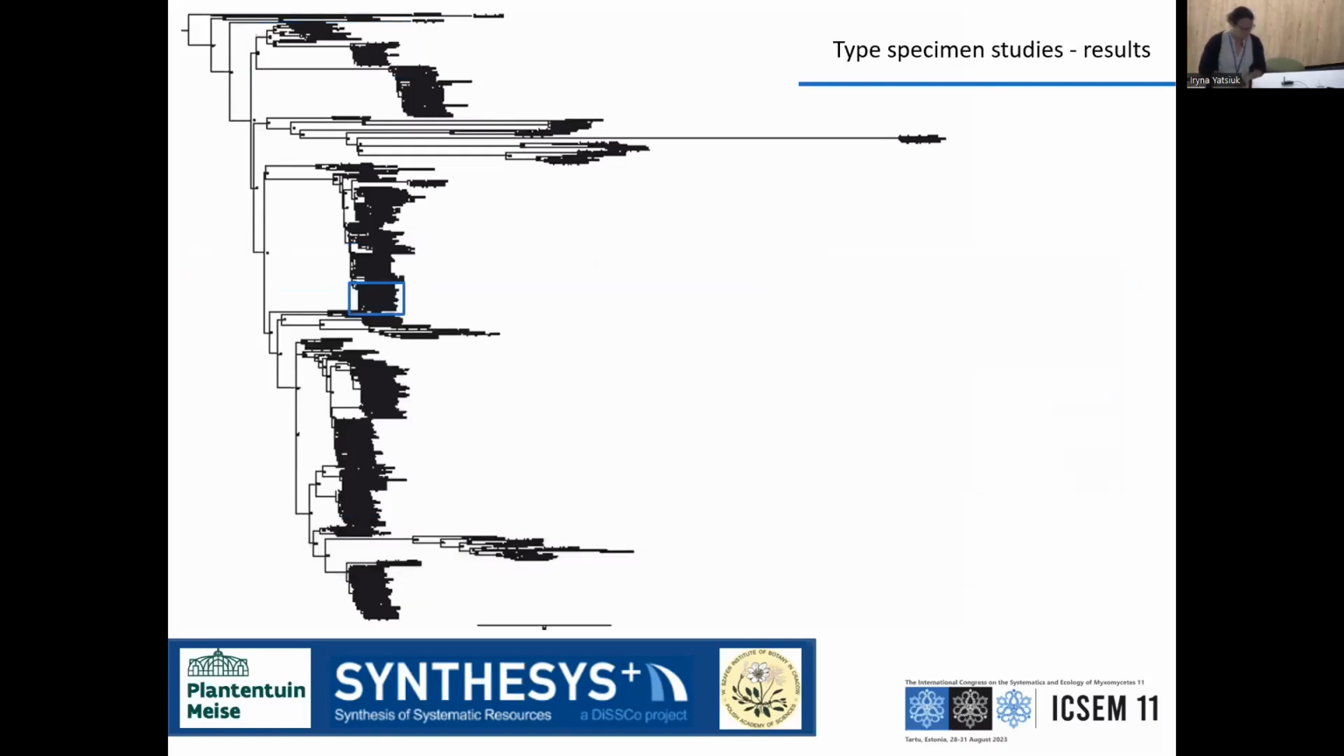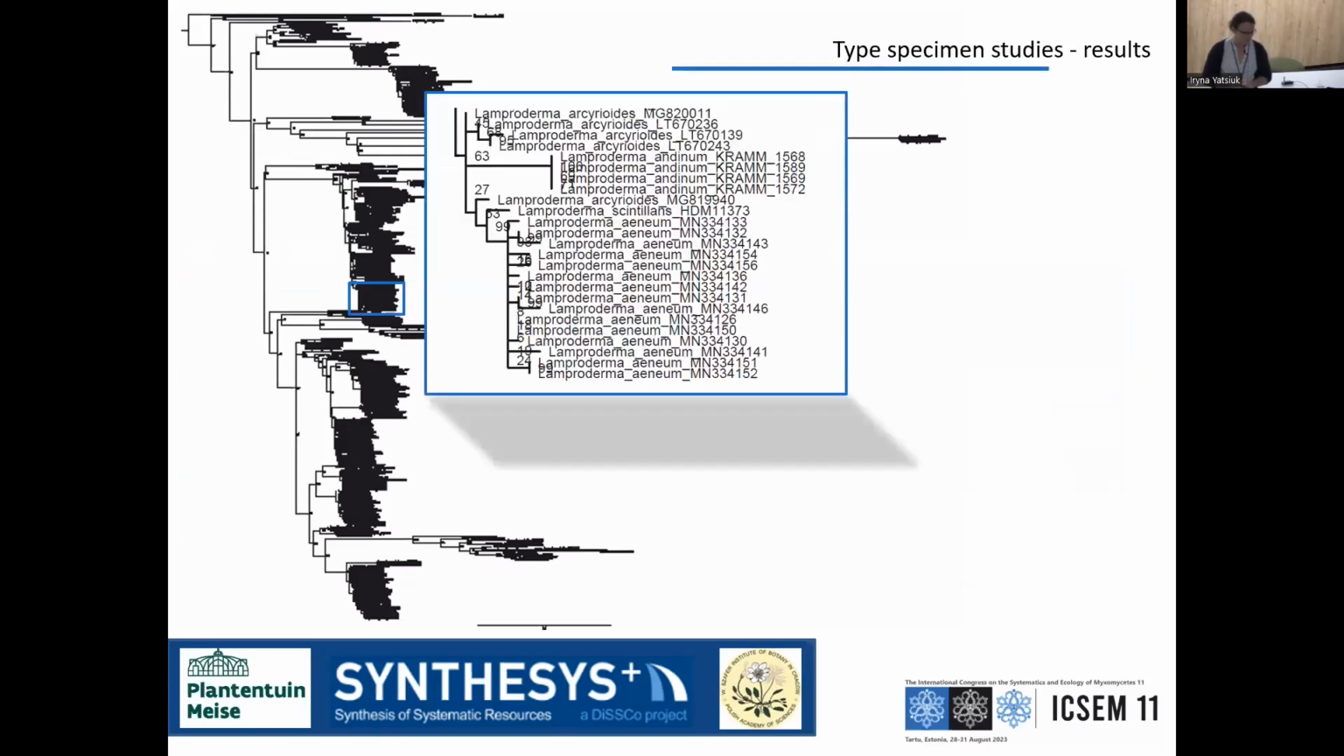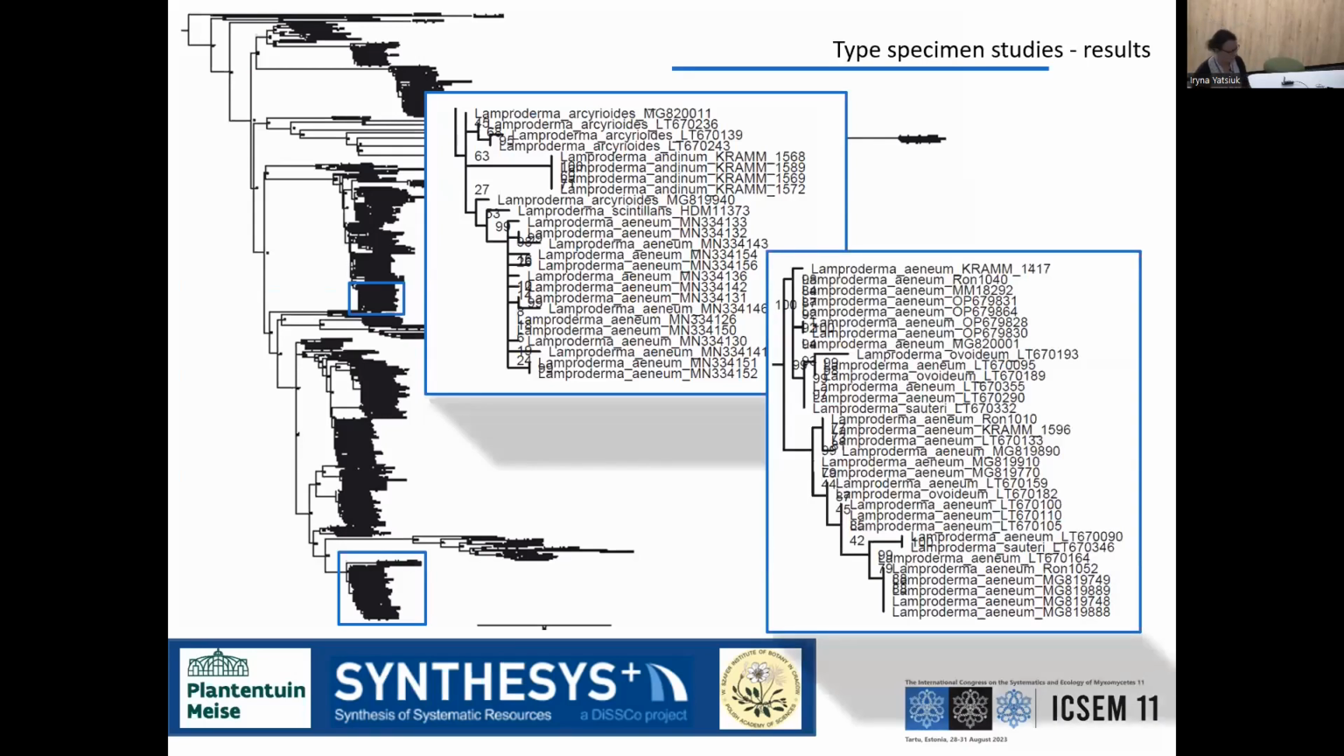So with the type specimens, we could do it. And then the most spectacular example, I think, of how important it is to study type collections is another species, Lamproderma eneum, which appears here in a very nice monophyletic clade. Here you can see a lot of sequences of Lamproderma eneum from GenBank, which is close to Lamproderma andinum, which is the type specimen here.